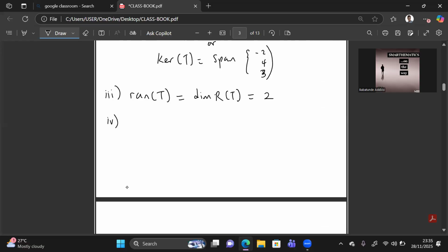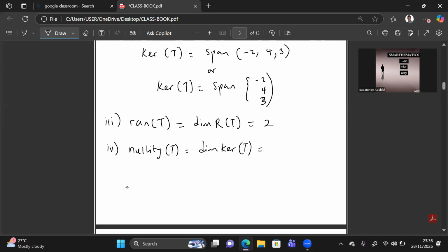Roman figure 4, the nullity of T. Nullity means the dimension of the kernel. So the dimension of the kernel of T. And don't forget what I told you about dimension. Dimension is the number of elements. So how many elements can you find for the kernel? That's just 1. So the nullity of T is 1. All right, so we have come to the end of the question.